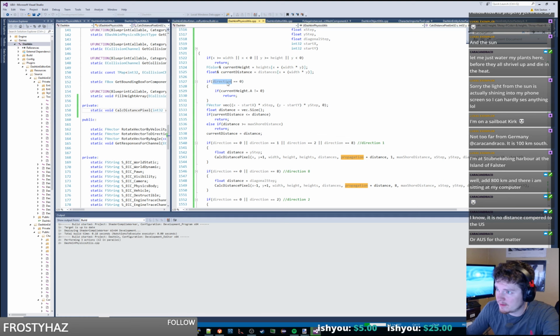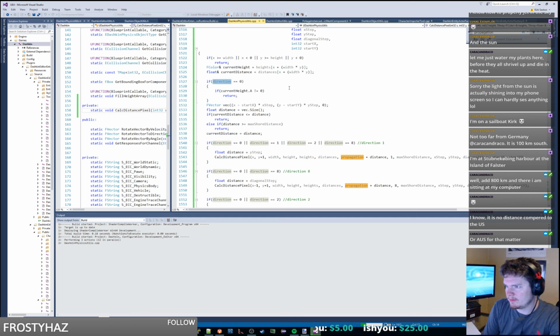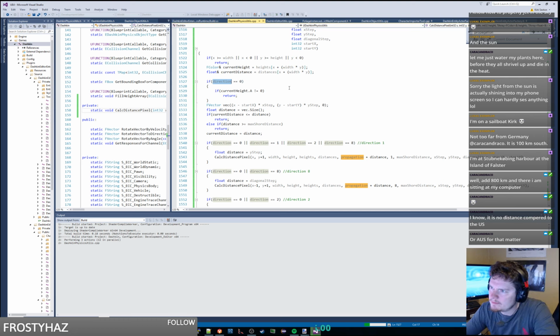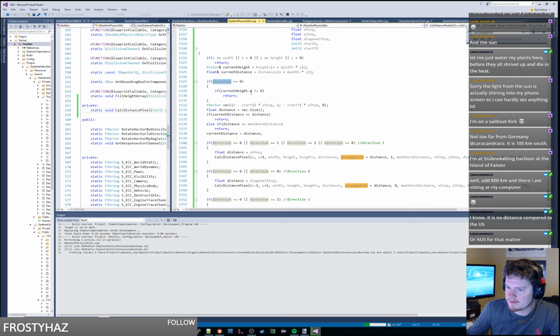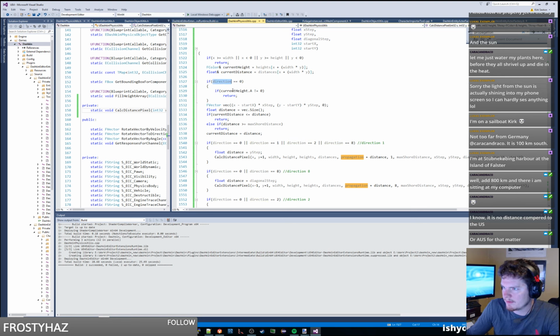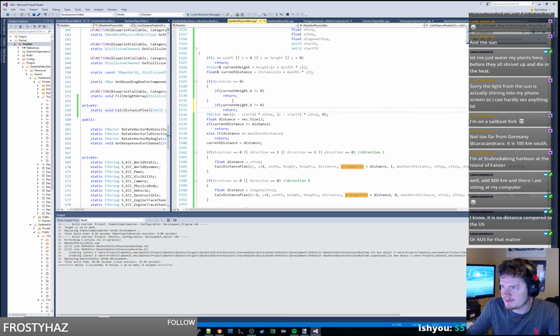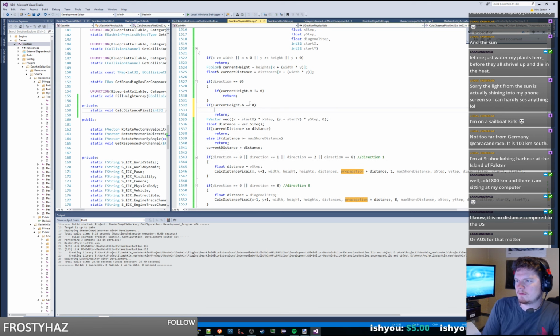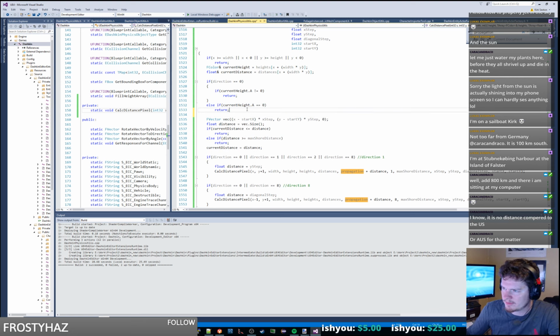Alright, so basically we're going to break out of this loop immediately if... No, we can break out of this loop regardless. So if direction is 0, if that doesn't equal 0. Otherwise, if the current height equals 0, else if current height equals 0, return. So it's like, okay, if you run into a pixel that has a distance value on it, alright, otherwise we can calculate this sort of stuff.